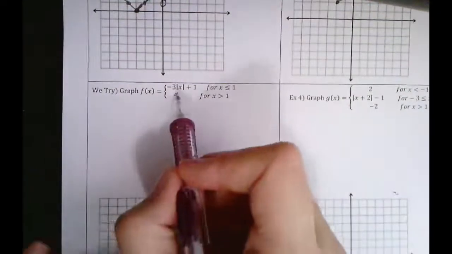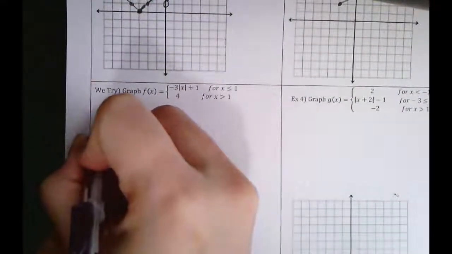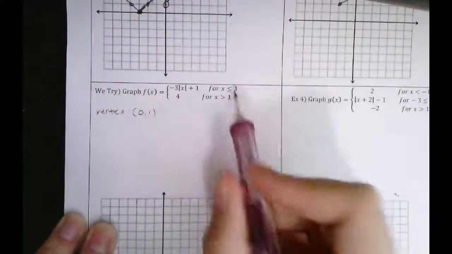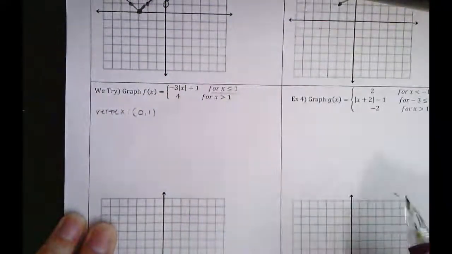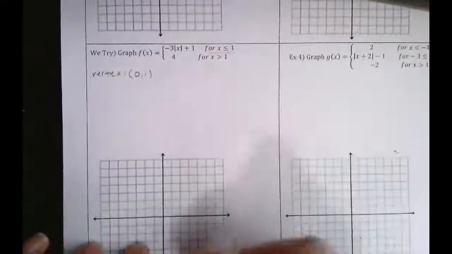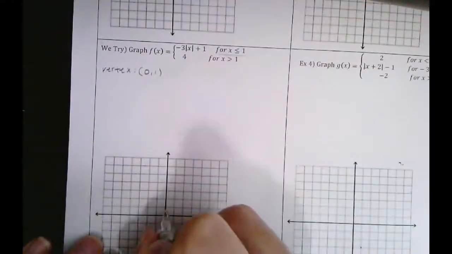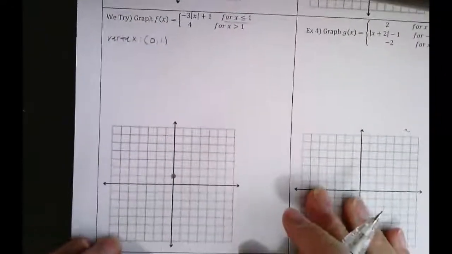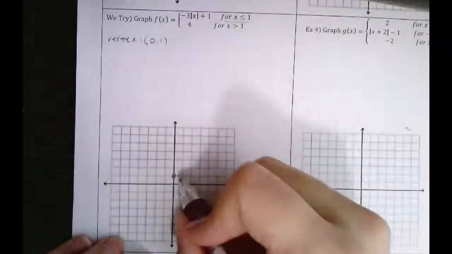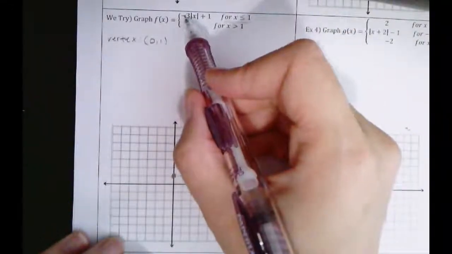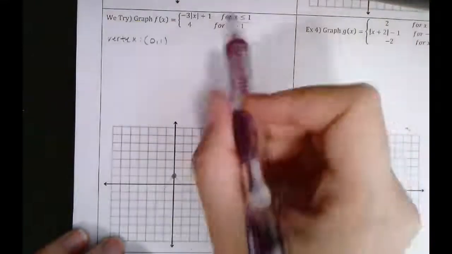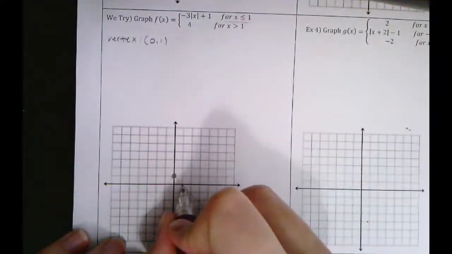So for this first one, the vertex is going to be at (0, 1), which is actually less than 1, so it will be included. So we're going to graph that (0, 1). Now remember, the rest of the V will look kind of, well, actually in this case it's upside down, so it'll look kind of like this a little bit. We only want it up to 1, so 1 is right here. So we also need to plug in 1 and see where that point is.